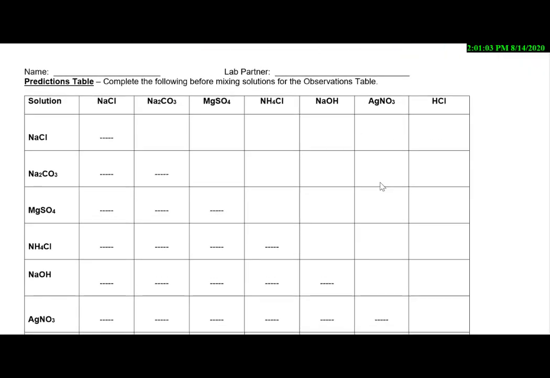So here you've got two pages that look very similar. You have the predictions page. What you're going to do on the predictions page is you are going to use the solubility rules and the observations in the video to write the solid, liquid, or gas produced in any of these reactions. So NaCl will go together with sodium carbonate and you'll see if anything happens. If you get a solid, liquid, or gas, you indicate the identity.